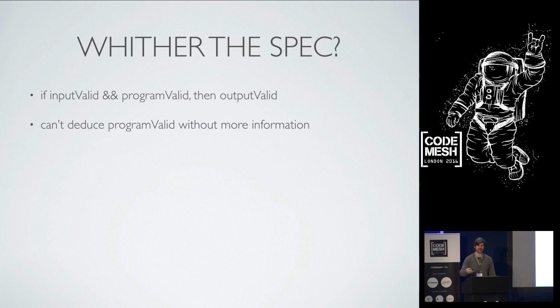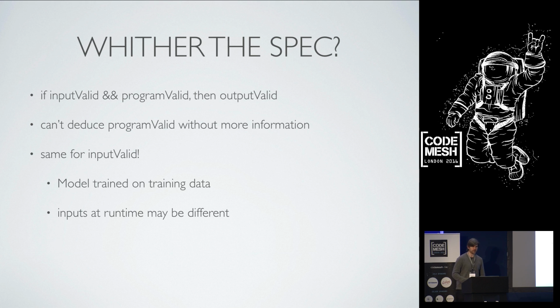But as we just saw, we can't deduce that the program is valid without more information. And interestingly, the same thing is true for the input. We're used to having database schemas or all kinds of schemas that tell us upfront whether the input is okay. If the input is okay, then proceed with the rest of the program because we expect it to work correctly. If the input is not okay, bail. But we actually cannot do this for machine learning. A big part of the reason is the data dependency in the training step.